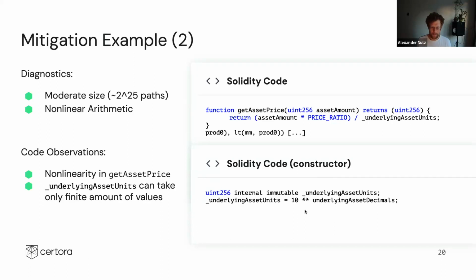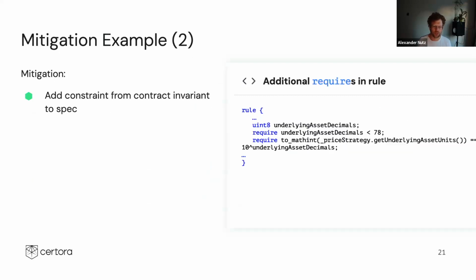It's a different story for invariants, but for rules, we have to tell that in the rules. So that's what we did. We just added an extra constraint that is an invariant that we can also prove about the contract, and added it to the rule. And then the solvers actually got it.